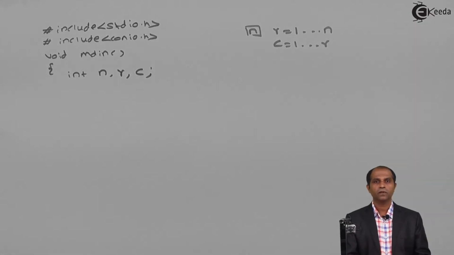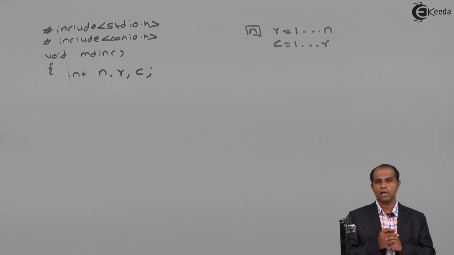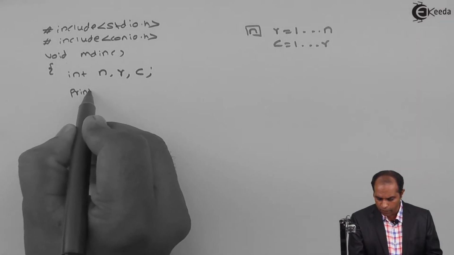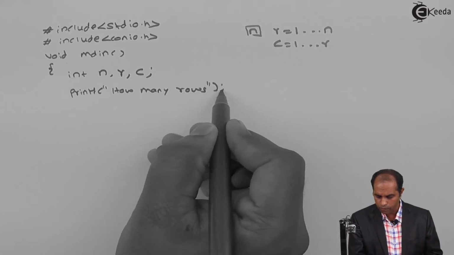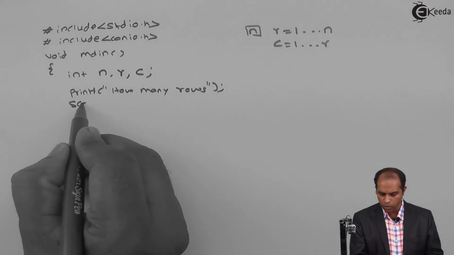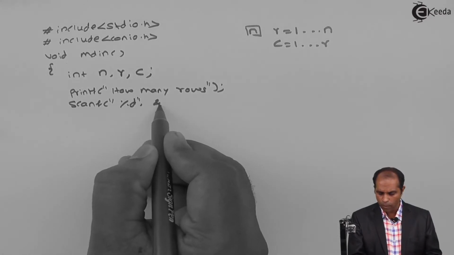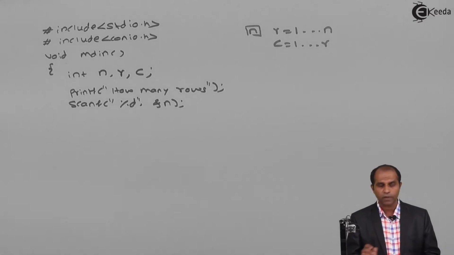The columns are controlled by a variable called C. Now the tradition of printing any pattern goes with a question: for how many rows am I supposed to do this task? So first I'll say printf "how many rows". Now let me read this with scanf, %d comma ampersand of n. So now I'm supposed to do this pattern for n rows.